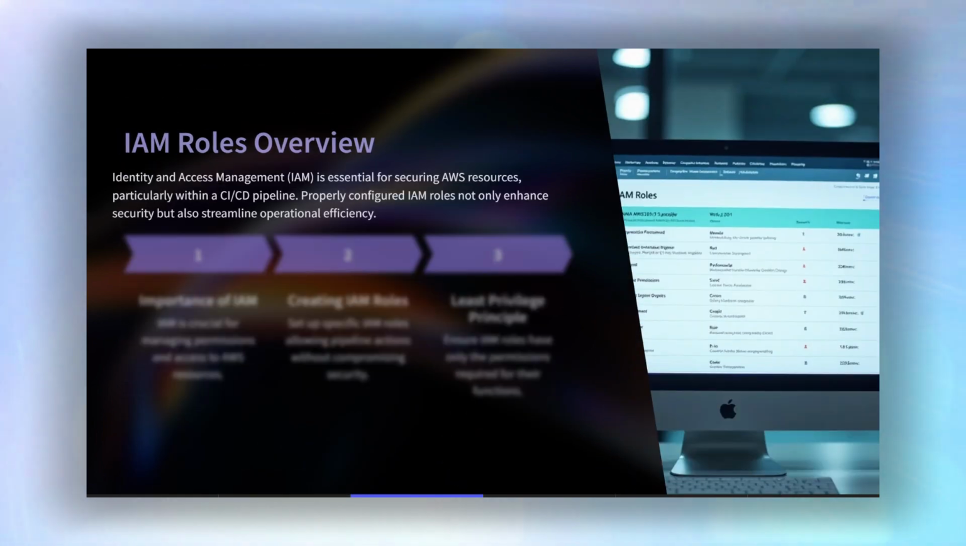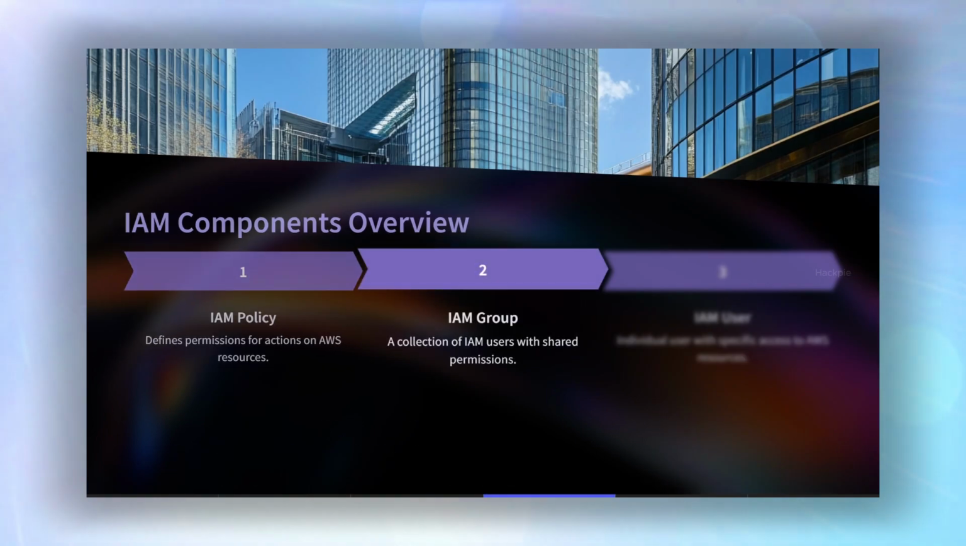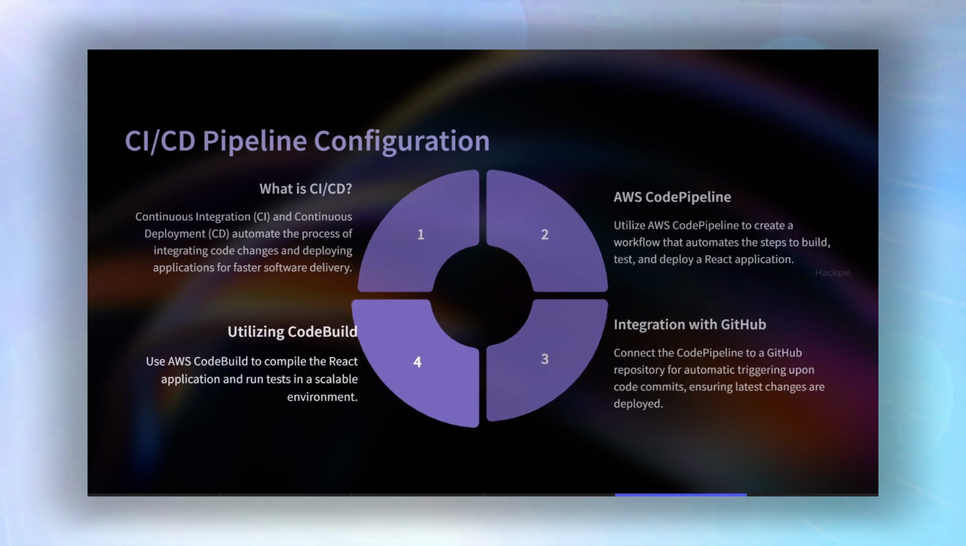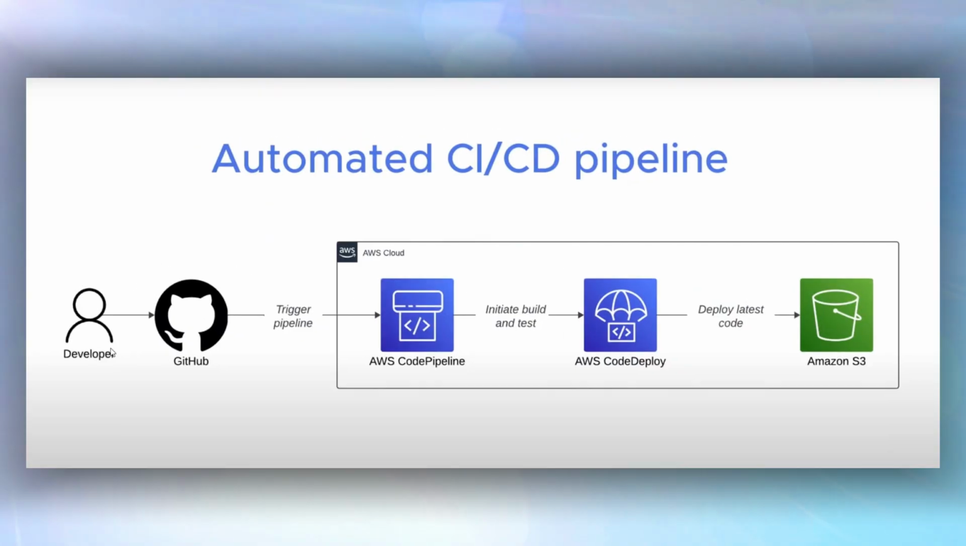We'll start by understanding IAM, the core of AWS security. Then we'll move into creating policies, groups, users, and finally set up our automated deployment pipeline using CodePipeline and CodeBuild. Let's get started. Here's what we're building.